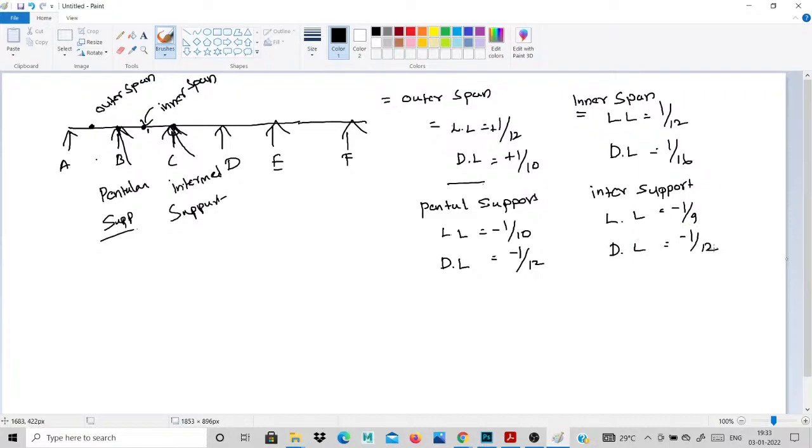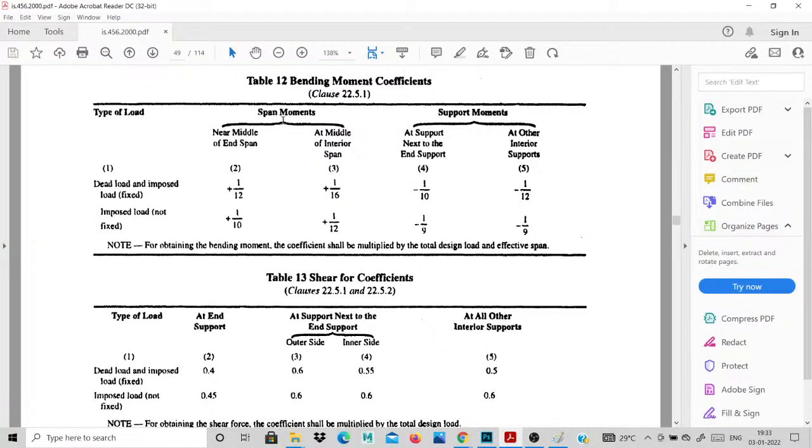In total, these four bending moments come from one way continuous slabs with equal spans. For simply supported one way, there is only one bending moment, WL square by 8. But for continuous, four bending moments will be calculated, span moments and support moments also. This is the outer span, so it is plus 1 by 12, plus 1 by 10.